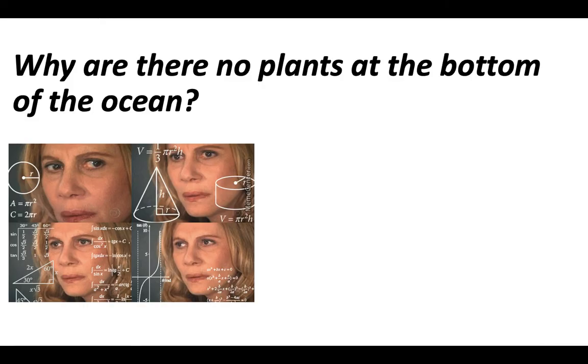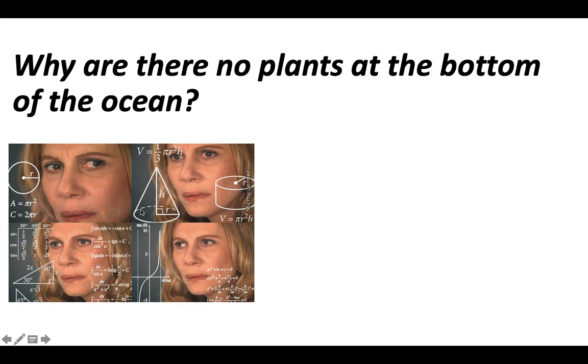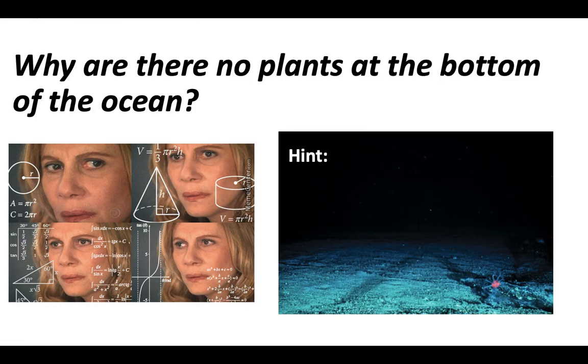That's pretty much it. That's pretty much all I got for you today. I want to leave you with this one question that we'll answer at the start of next class. Why are there no plants at the bottom of the ocean? We've been talking about plants and how they get their energy. We talked a little bit about productivity and the oceans themselves, but why aren't there any plants at the bottom of the ocean? Here's a hint for you. See if you can come up with an answer, and we'll talk about it in class next time. Thank you.